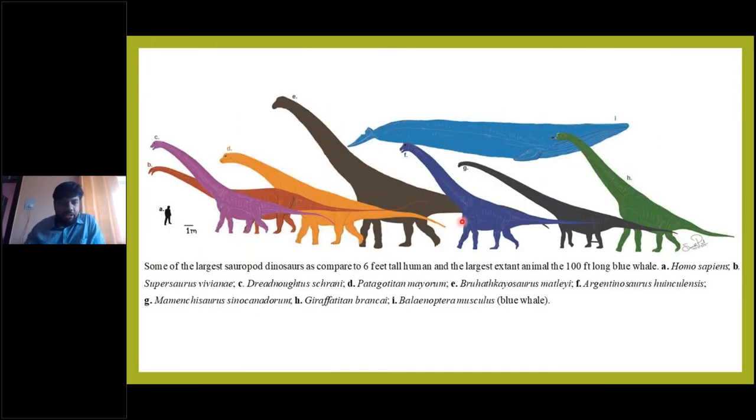And this is a comparison showing Patagotitan, Argentinosaurus, and Giraffatitan, which belong to the Brachiosauridae family. This red one is Supersaurus, which belongs to the Diplodocus family. And this dinosaur is Bruhatkayasaurus matleyi. The Bruhatkayasaurus was known from India.